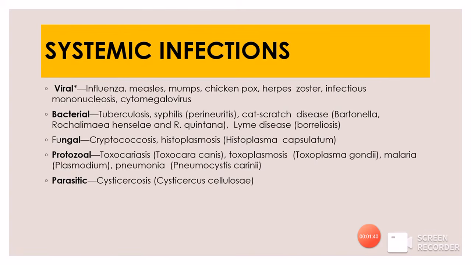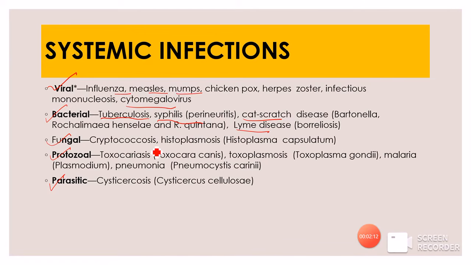Now, there are a lot of systemic infections which can cause demyelination and optic neuritis. It could be viral, bacterial, fungal, protozoan, or parasitic. Among the viral, the important ones are influenza, measles, mumps, chickenpox, herpes zoster, and cytomegalovirus. In bacteria, in developing countries, we have tuberculosis and syphilis, okay, and then we have cat scratch disease and Lyme disease.